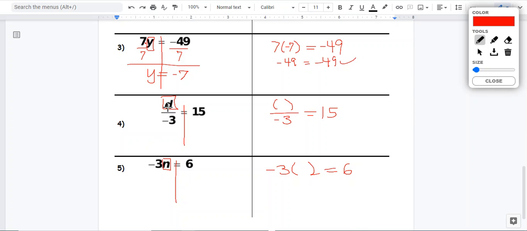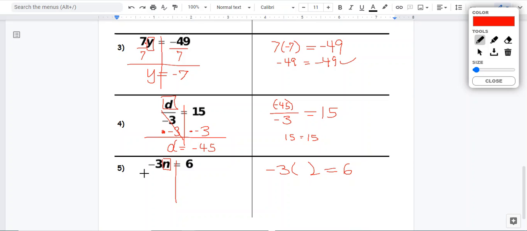For this one, we see that d is being divided by negative 3. The opposite or inverse of division is multiplication. So we're going to multiply by negative 3 on both sides. That cancels out the division, leaving us with just d on the left, and on the right, leaving us with negative 45. If we substitute this in for our variable to check our work, which you should be doing as well, then we get that 15 is equal to 15.